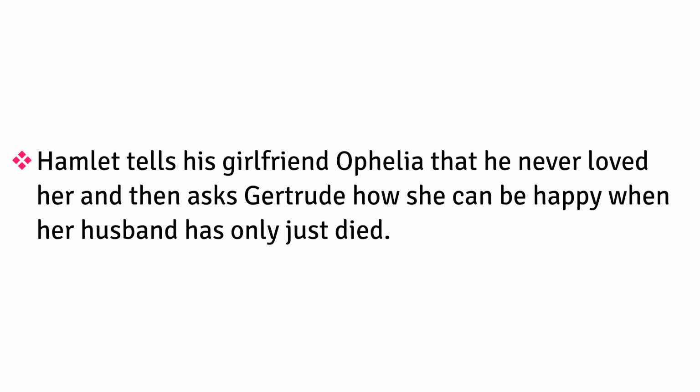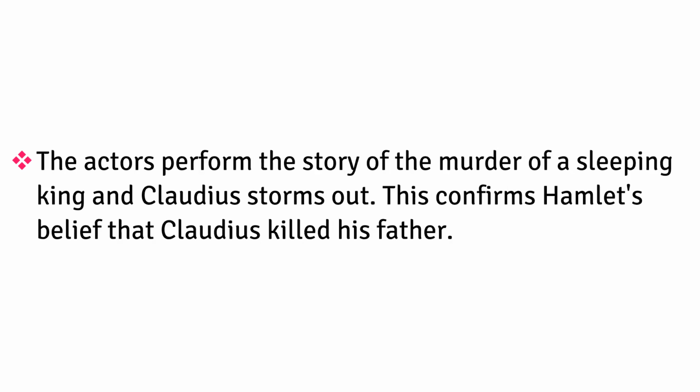Hamlet tells his girlfriend Ophelia that he never loved her and then asks Gertrude how she can be happy when her husband has only just died. The actors perform the story of the murder of a sleeping king, and Claudius storms out. This confirms Hamlet's belief that Claudius killed his father.